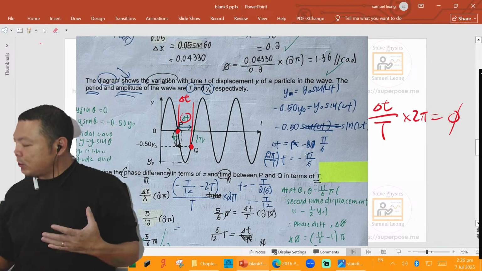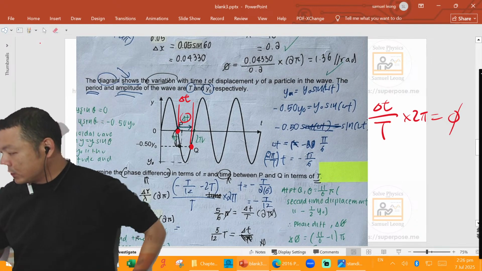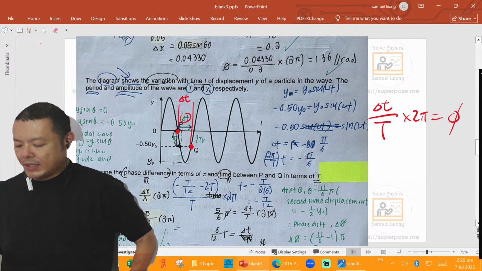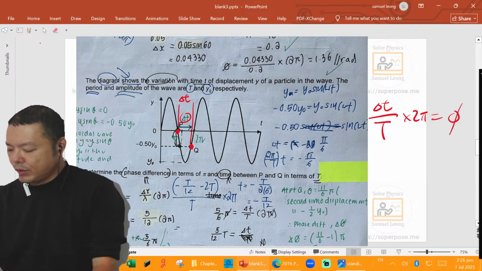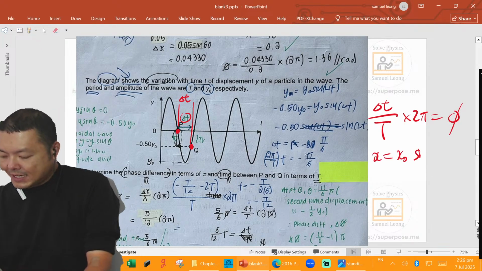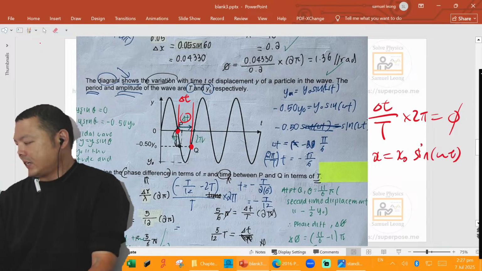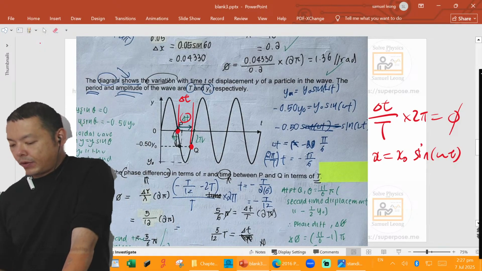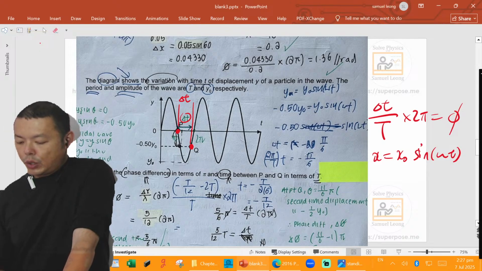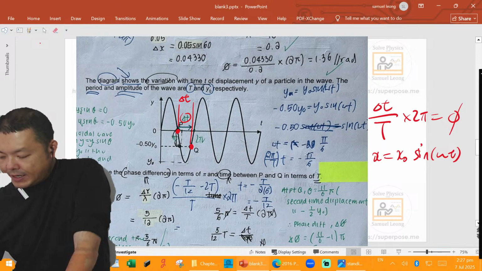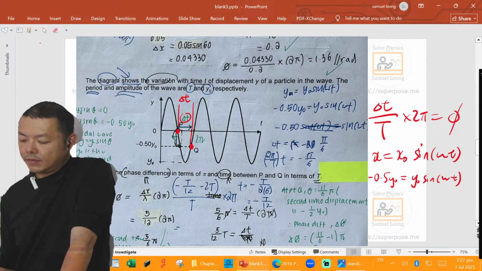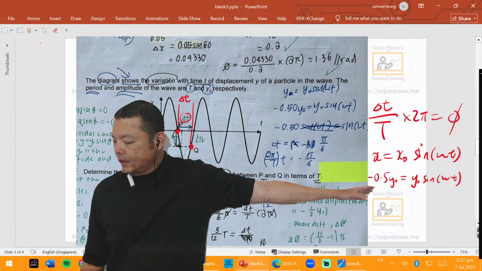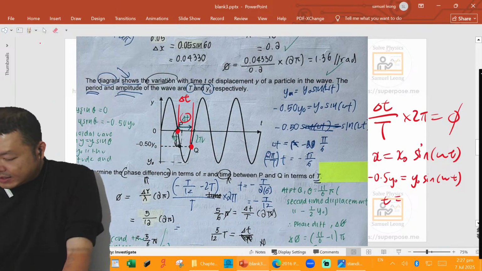So the question is, how do you find the time difference between the two? What's the time taken? To do that, you use x equals x naught sine omega t. Your question here is actually, how do I use this equation? If you try to apply it, you would sub it in: minus 0.5 y naught equals y naught sine omega t. Do you understand what I'm doing down here? Then when you calculate, you get a certain t, is it? Where do you get it?